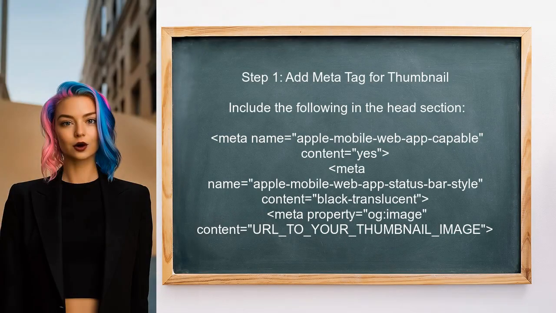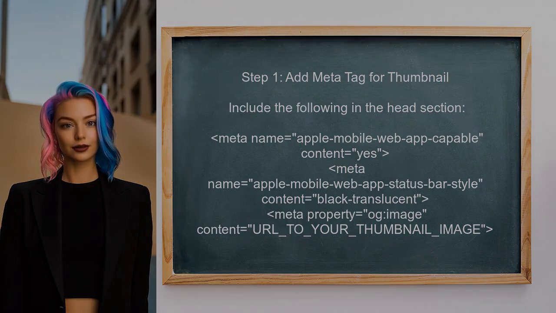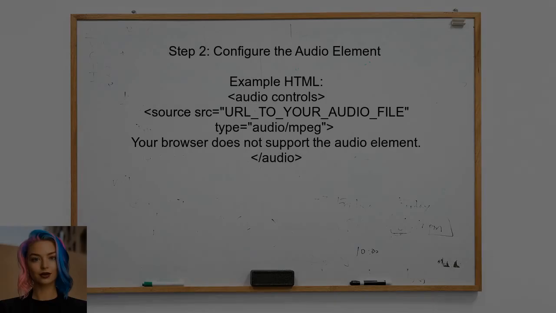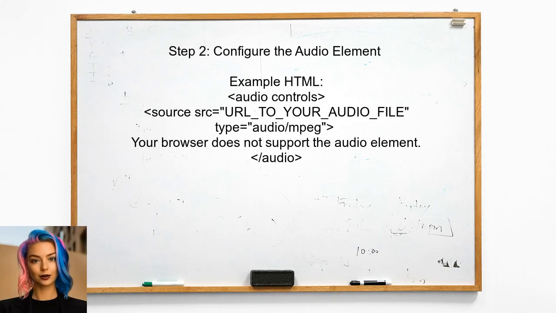To set a custom thumbnail for audio playback in iOS Safari, the user should start by using the appropriate HTML markup. This involves adding a meta tag in the head section of the HTML document. Next, the user should ensure that the audio element is properly configured. This includes specifying the source of the audio file and ensuring that the controls are enabled.